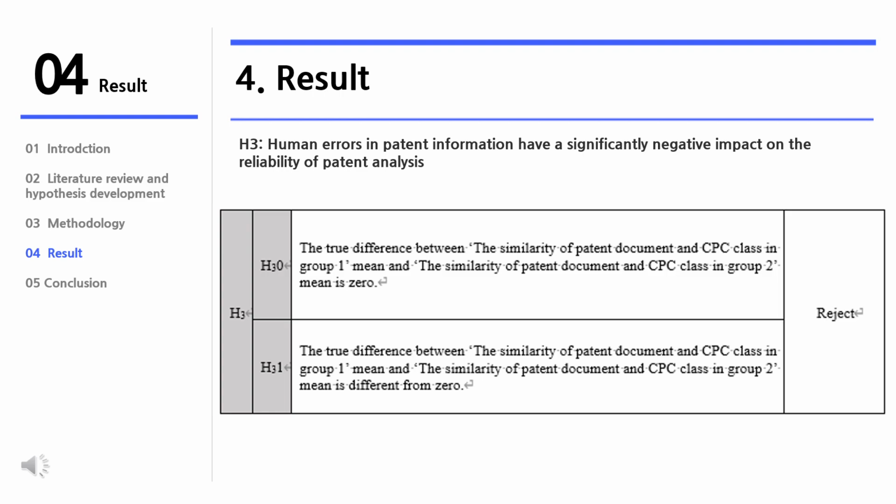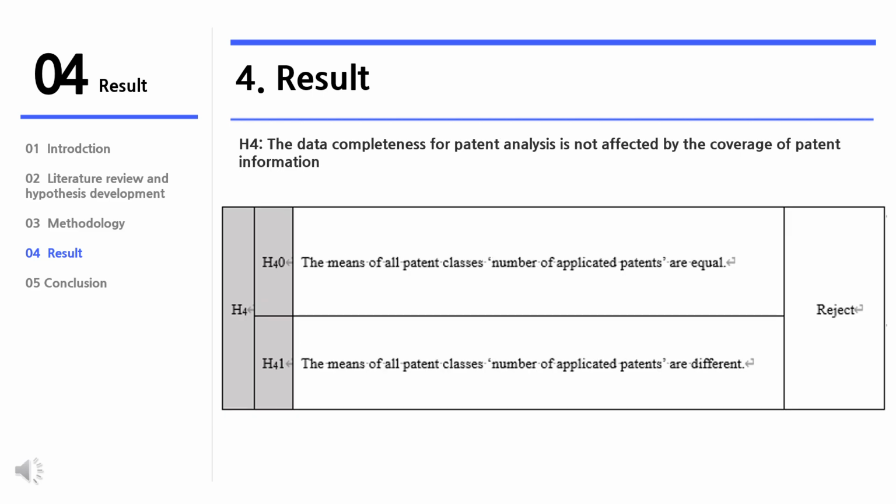Patent classification information is critical in patent analysis, as it plays a role as a tag in data analysis, and comparisons between patent classes are frequently conducted. Patent data is somewhat biased to some patent classes, because the number of companies and the strength of protecting intellectual property rights differ across patent classifications.